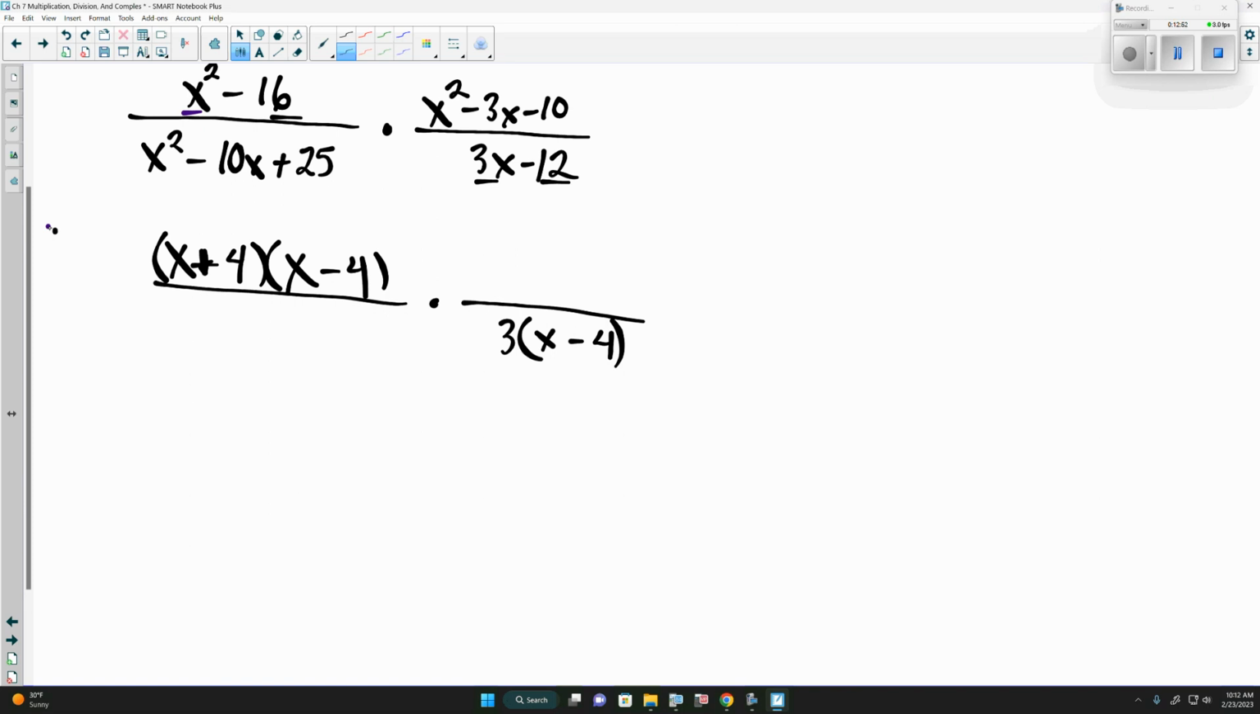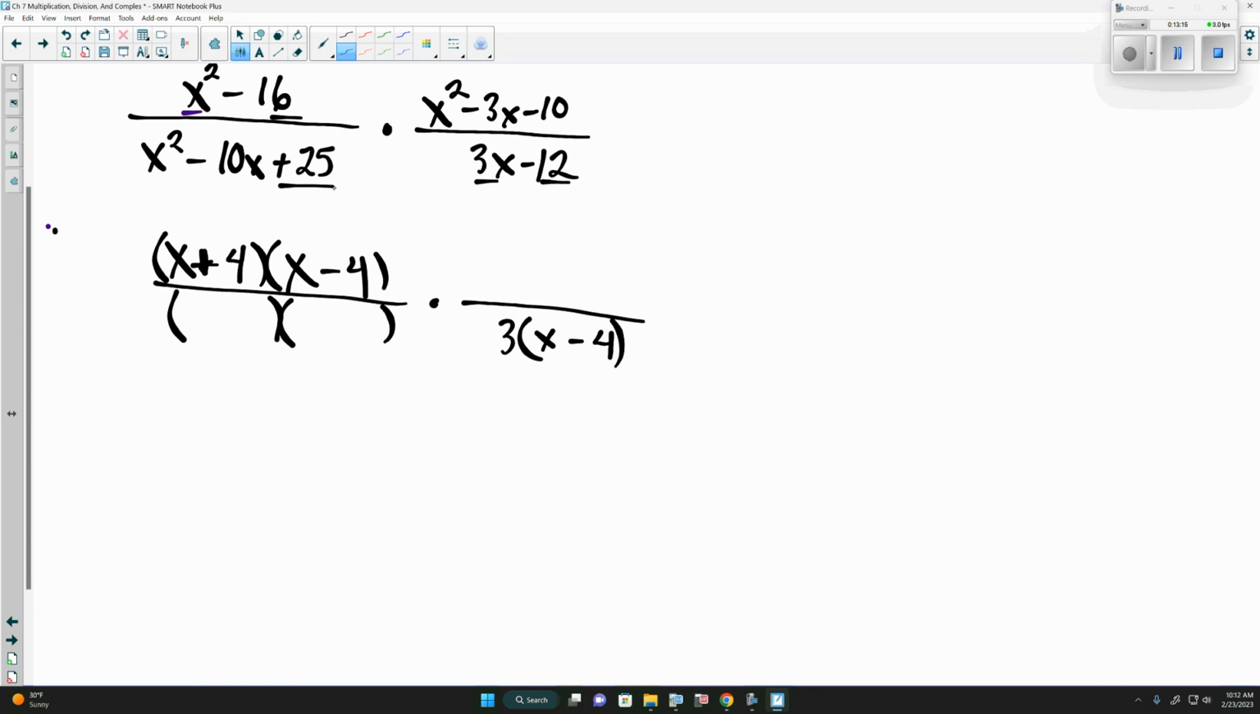Now we need to determine which one we want to factor next. I'll pick the denominator of the first, our x squared minus 10x plus 25. There is not a greatest common factor. There's nothing we can factor out. So we'll do our 2 sets of parentheses with 3 spaces.